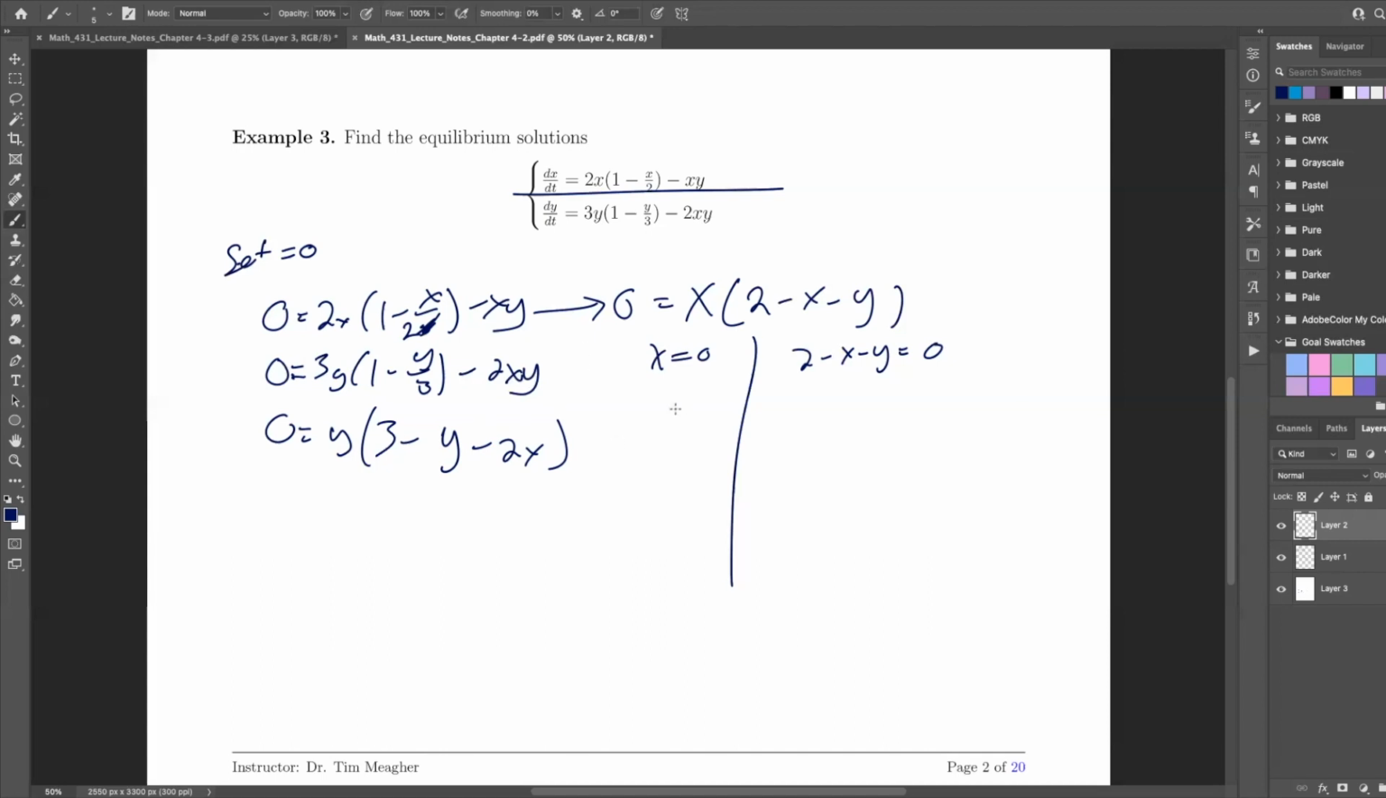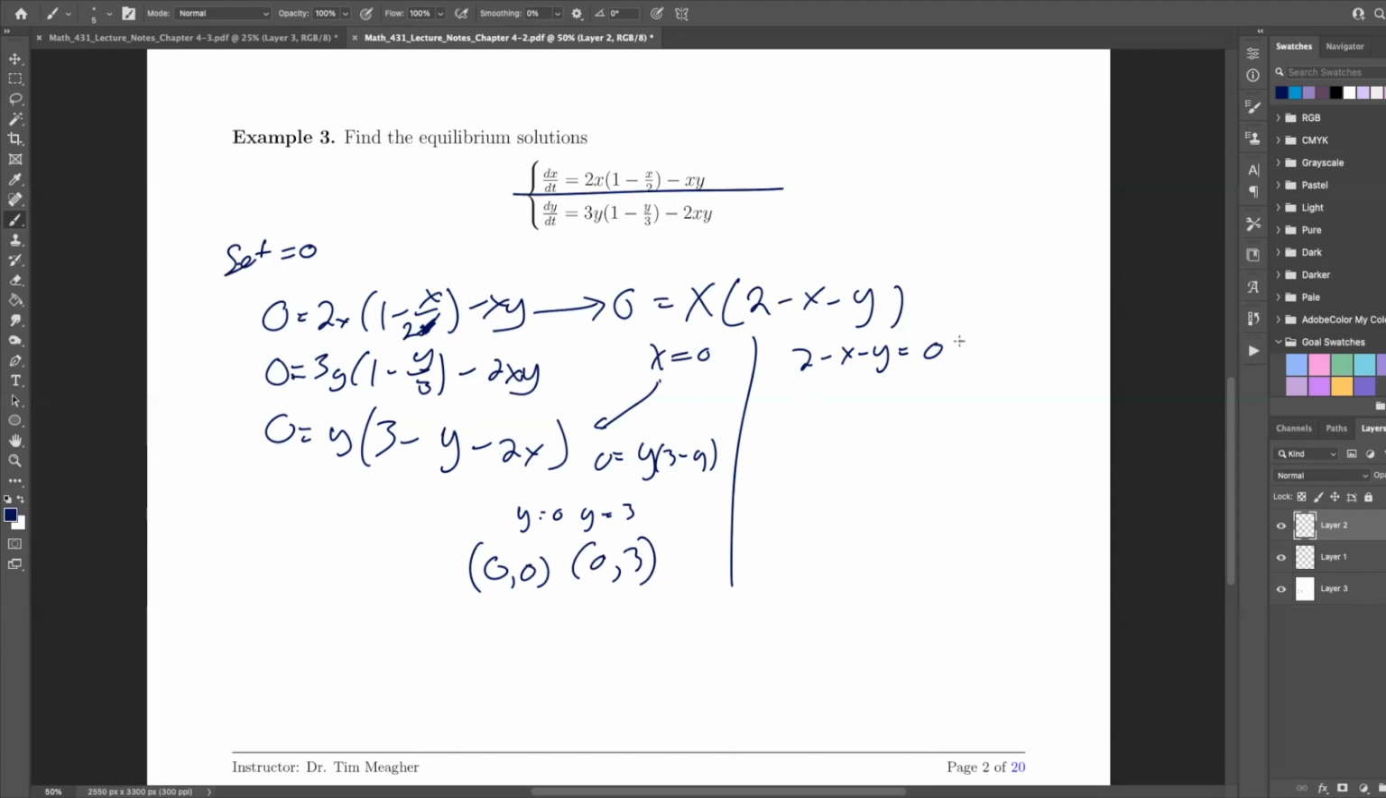All right, so let's do this. So here I have x equals 0. Let's look at this. I'm going to plug that into here. So if x is equal to 0, that means 0 equals y times 3 minus y. And so what does that give us? That gives us either y is equal to 0 or y is equal to 3. And so that gives us two solutions, right? So we have the solution here of 0, 0, where x is 0 and y is 0, or the solution here of 0 and 3, where x is 0 and y is 3.